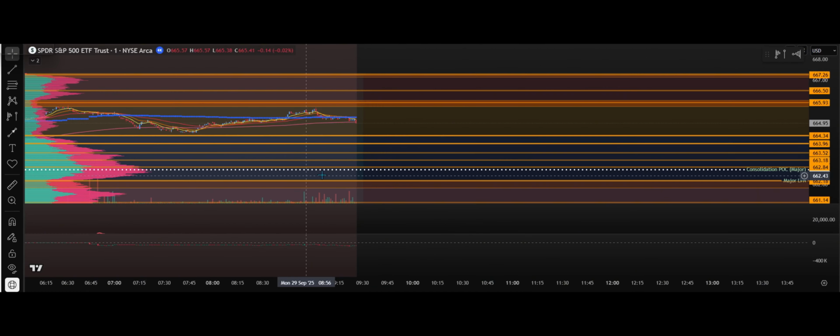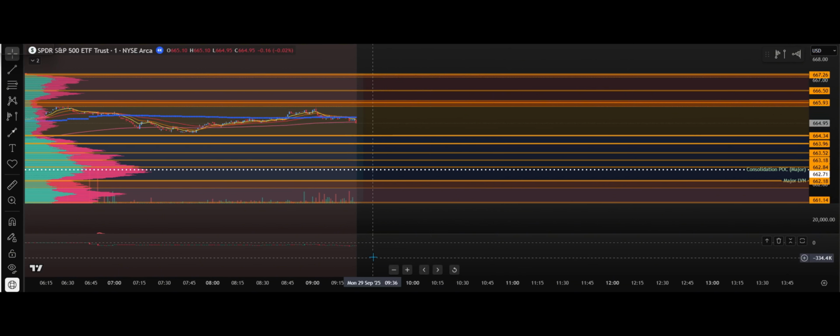I am currently on a 1 minute chart here with a long-term volume profile on the left-hand side. If you guys don't know what that is, go ahead and go to my basics of volume profile training video, and you guys can catch up on that. This one, I will just assume that you guys know the basics of that.